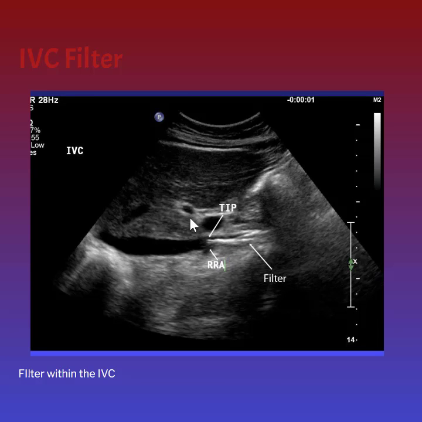Here's another example of a filter. We can see the IVC here and then echogenic lines within the IVC. Now this might be difficult to differentiate from actual blood clot within the IVC, but you should always review your patient history and note if they've had a Greenfield filter placed.